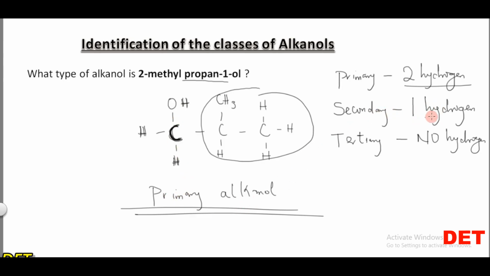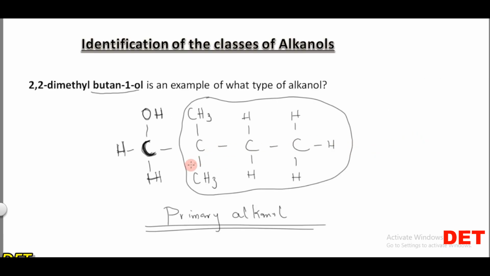All right, then when you have just one hydrogen atom attached to the carbon atom bearing the OH group, it is a secondary alkanol. Then when you have no hydrogen atom attached to the carbon atom bearing the hydroxyl group, it is an example of a tertiary alkanol. So what we have here is 2,2-dimethyl-butan-1-ol, an example of a primary alkanol because you have just one alkyl group attached to the carbon atom bearing the OH group.